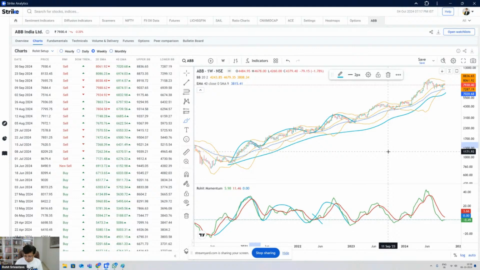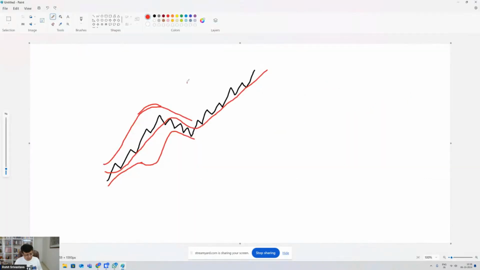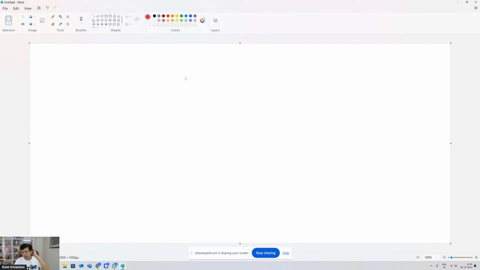Okay, so last but not the least, what is the RMI indicator? How does it work? Okay, so we go back to the drawing board for that, so that we can get a picture of what it is. So I'm going to remove this from the screen and we will get into what is the RMI.